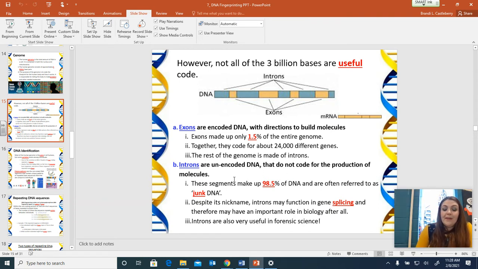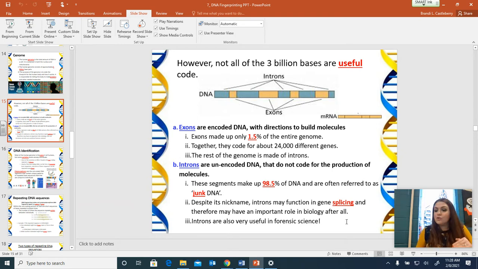So they are kind of considered junk DNA because they are not coding for anything specific, and that's making up 98.5% of our DNA. It is considered this junk DNA, which are introns. Despite its nickname, however, introns may function in gene splicing and therefore may have an important role in biology.